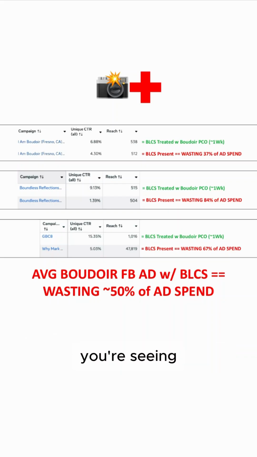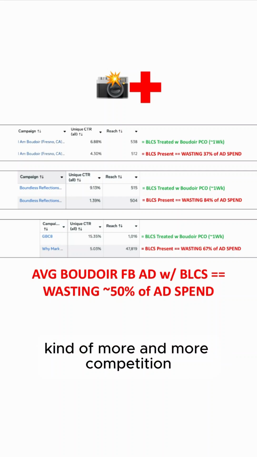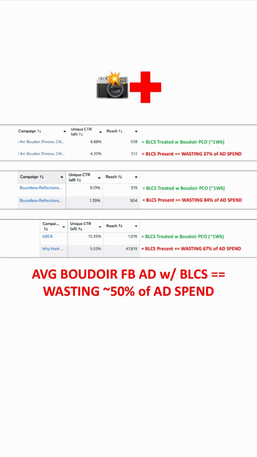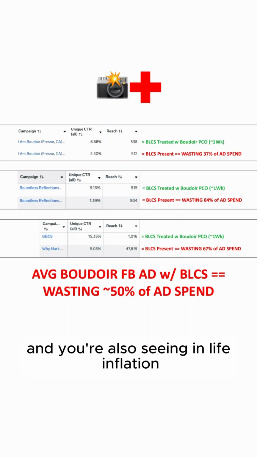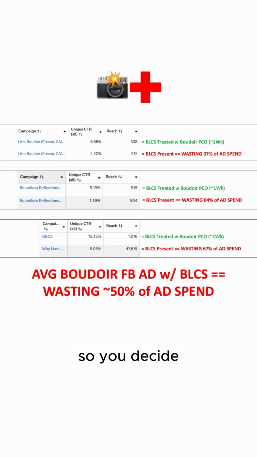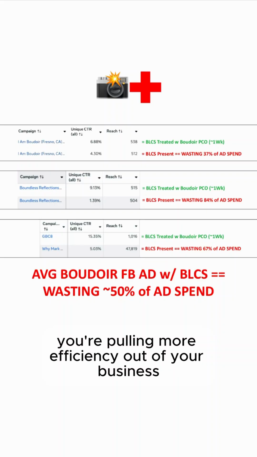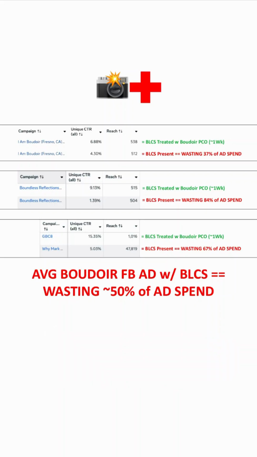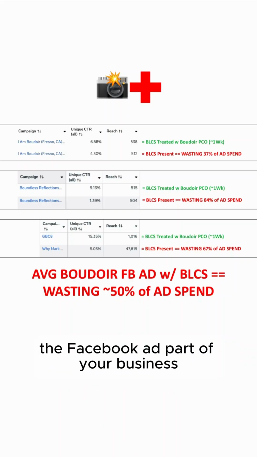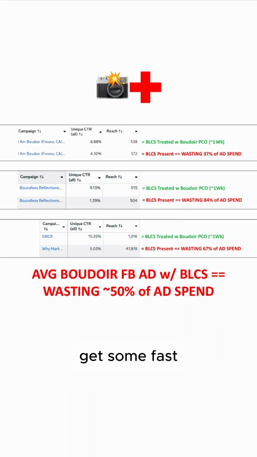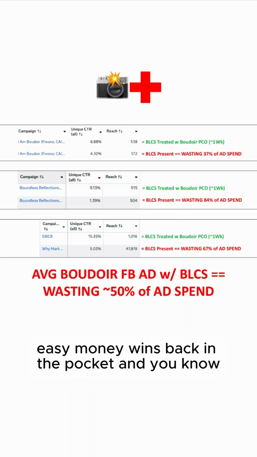and you've looked at the marketplace, you're seeing it become more and more saturated every day. It seems like anytime everyone gets a new iPhone, they turn on a Google My Business profile to say they offer Boudoir, or they get a new camera and they're posting in the mom group saying they offer Boudoir. So more and more service providers, same number of buyers, more and more competition, market's getting saturated, margins tightening for everyone. And you're also seeing life inflation, life costing more and more. So you decide you're pulling more efficiency out of your business. You're optimizing other parts of the business. Now you decide you want to optimize the Facebook ad part of your business, plug the leaks, easy leaks, get some fast, easy money wins back in the pocket.